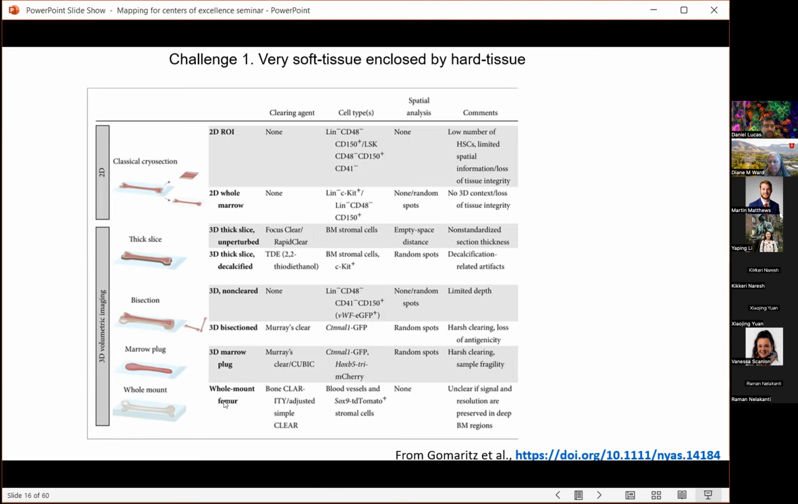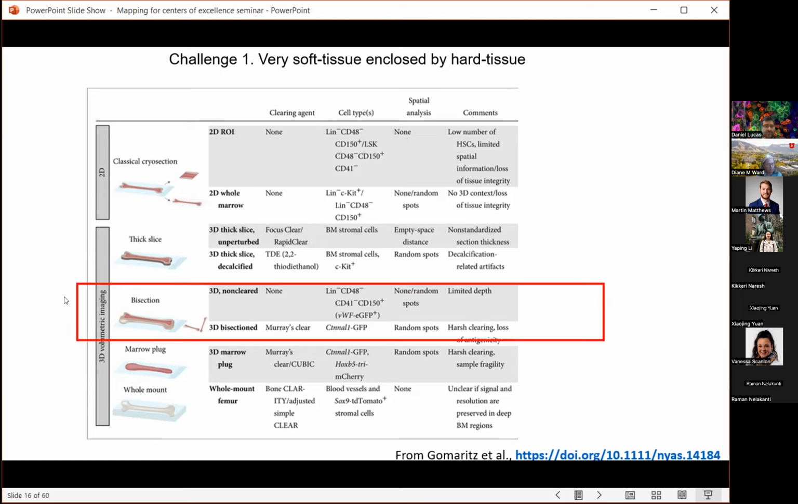And finally, people now with new clearing methods available have been able to clear the whole bones, but this requires the expression of endogenous reporters to visualize the cells of interest. As of today, antibodies have not been used in whole-mounted bones.